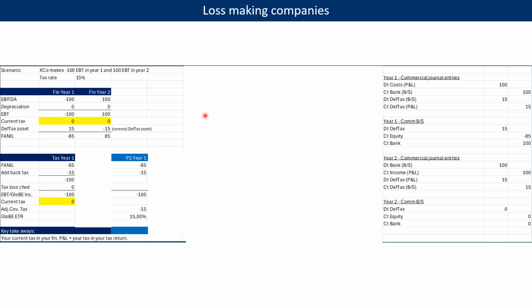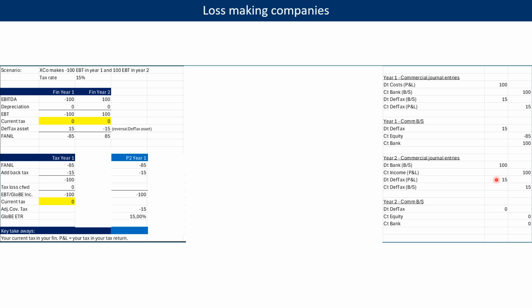Now you come to year 2 and you make a profit of 100. So if we look at our journal entries first, we've got bank because we sold for 100, right? And we've got income for 100. And now we, in theory, have to pay tax of 15. But if you look at our tax return, that'll have a tax loss carry forward of 100 and 0 tax due. So we also say we don't have any current tax, but we've got deferred tax from the previous year that we need to reverse.